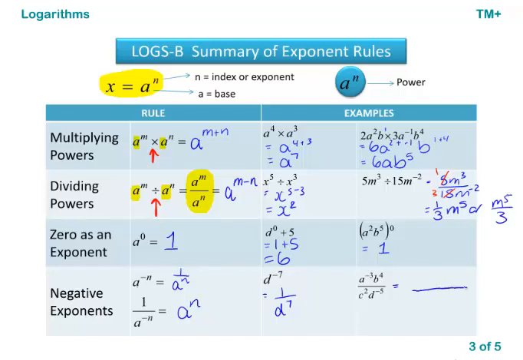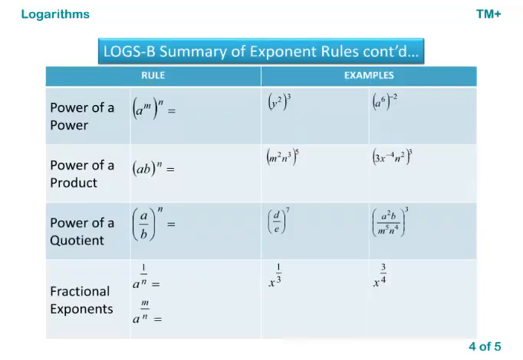Here, if I've got a mix of positives and negatives, a to the negative 3 moves to the bottom to become positive. B to the 4 is already positive. C squared is positive, so it stays. D to the negative 5 needs to move to the top to become positive.